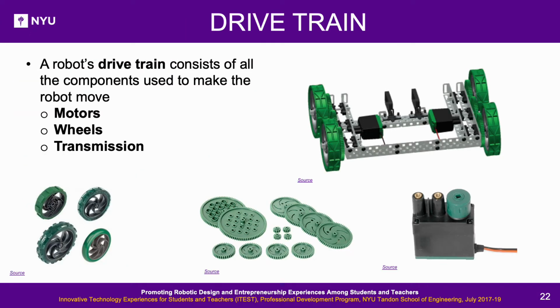Drivetrain. A robot's drivetrain consists of all the components used to make the robot move, that is, motors, wheels, and transmission. The wheels, gears used for transmission and the motors for the VEX Clawbot are shown as an example.